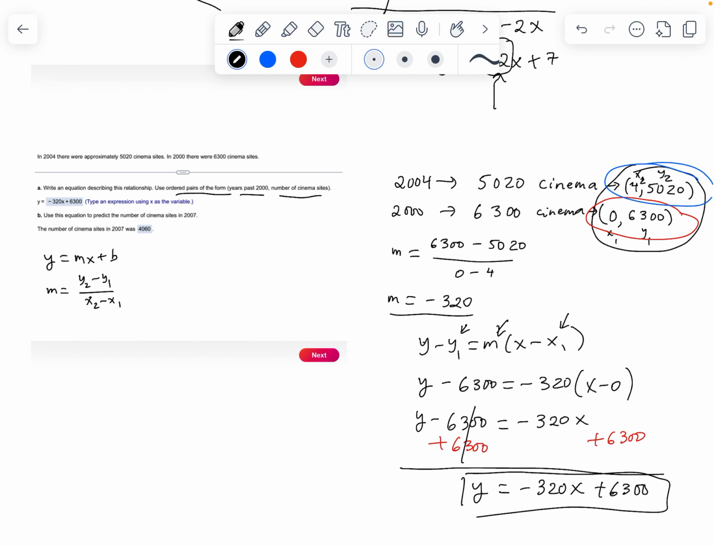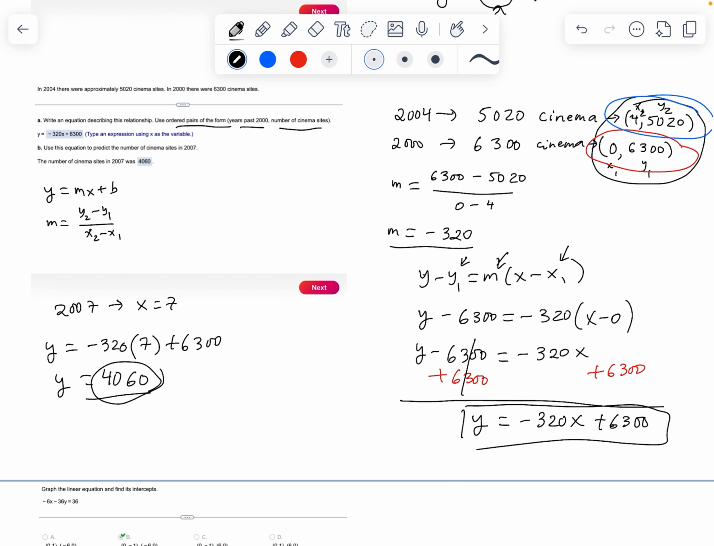And then part B says use this equation to predict the number of sites in 2007. When we talk about 2007, we're talking about the x value of 7, because it is 7 years past the year 2000. So then we put y equals negative 320 times 7 plus 6300. That will yield the value of 4060. So that means in 2007 there were 4,060 cinema sites.